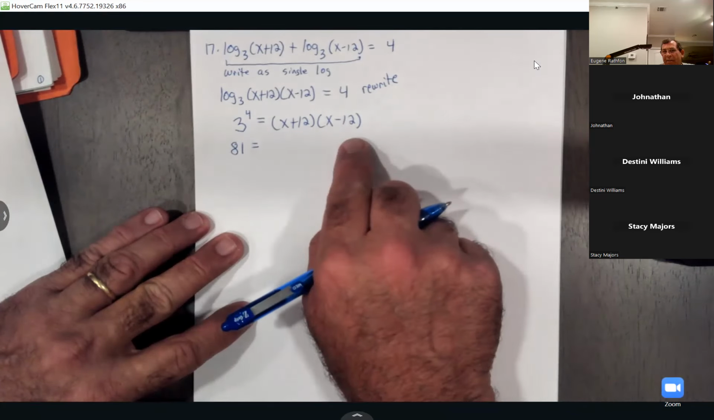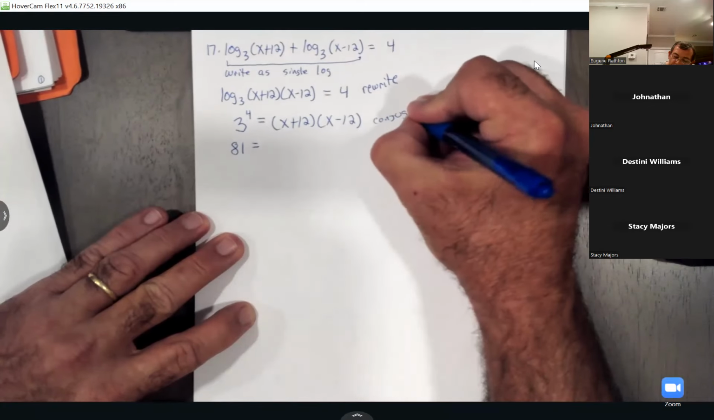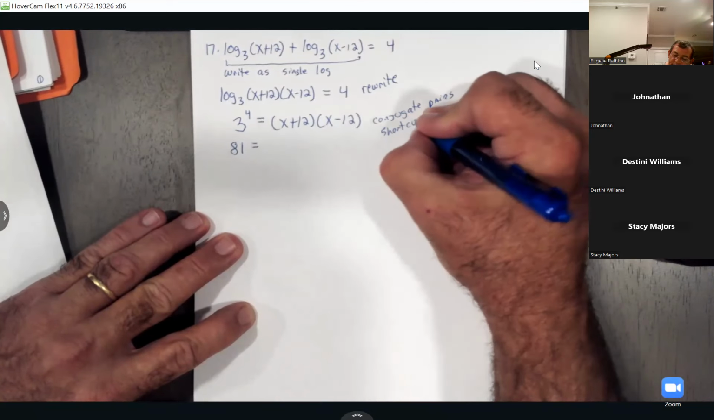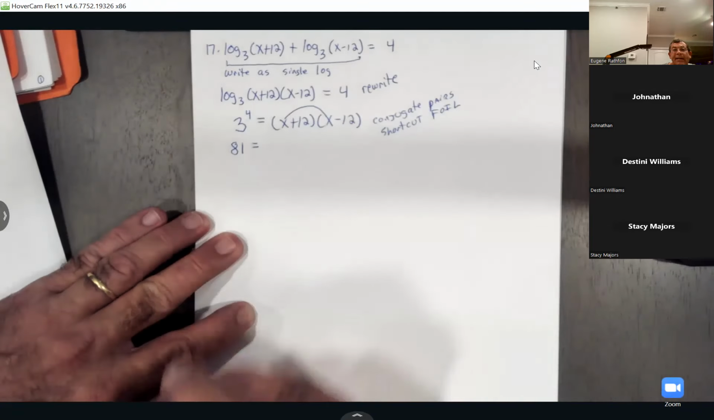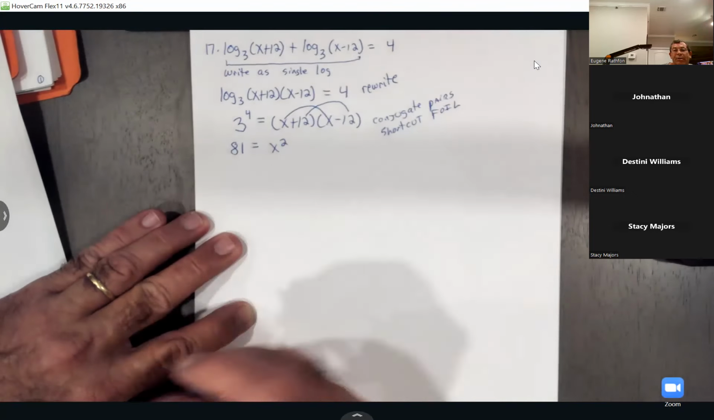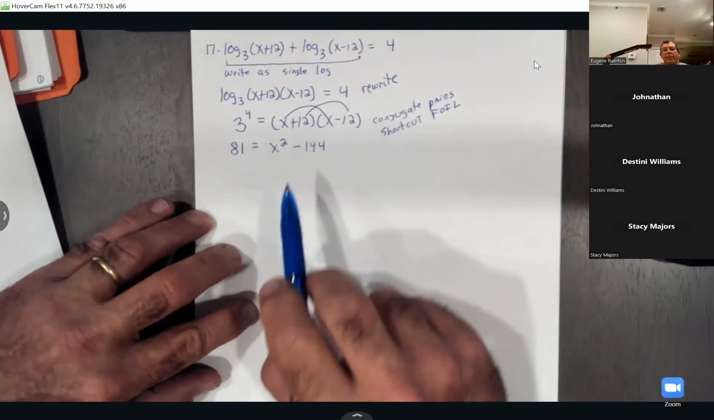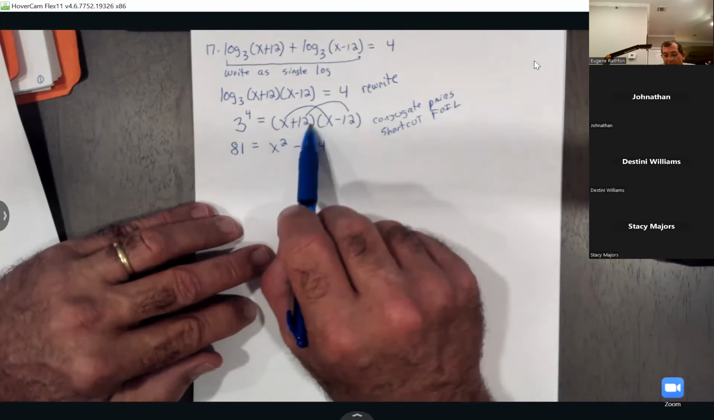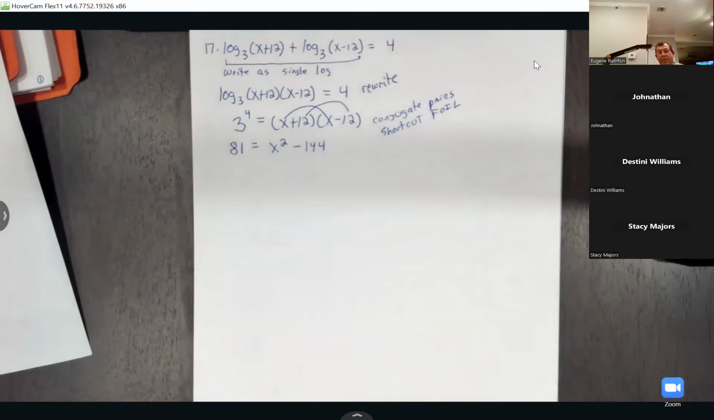Now, y'all do realize that these are conjugate pairs, right? X plus 12, X minus 12. Since these are conjugate pairs, I'm going to shortcut FOIL these. I can do the X times X, which is an X squared, and then 12 times negative 12 is a negative 144. You can always shortcut the conjugates, because the 12x on the inside and the negative 12x on the outside are always going to cancel.